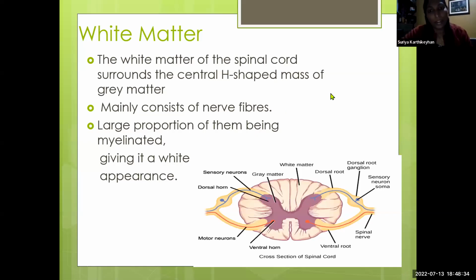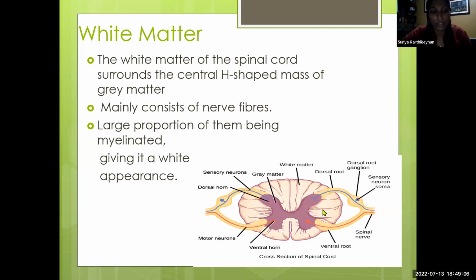So, the white matter of the spinal cord. I have completed the gray matter, and now I am going to talk about the white matter. It is composed mainly of axons, grouped as bundles of fibers. The white matter mainly consists of nerve fibers, a large proportion of them being myelinated, giving it a white appearance.